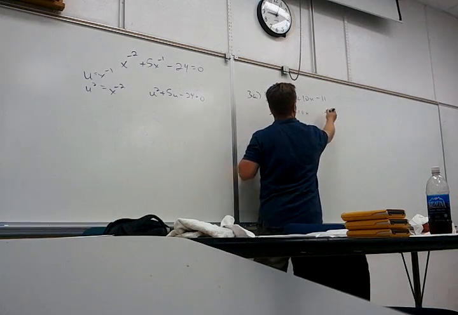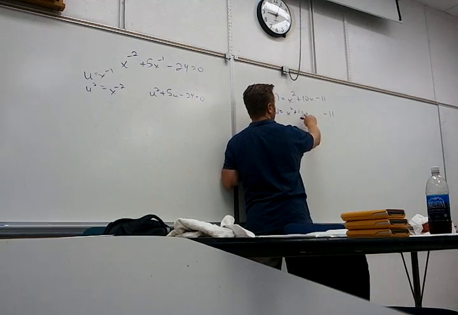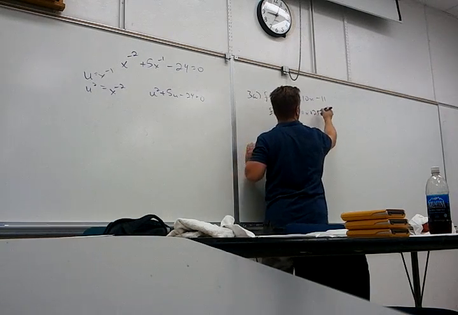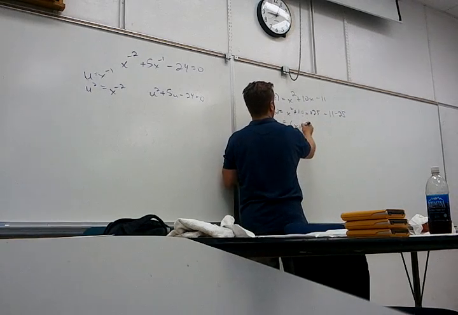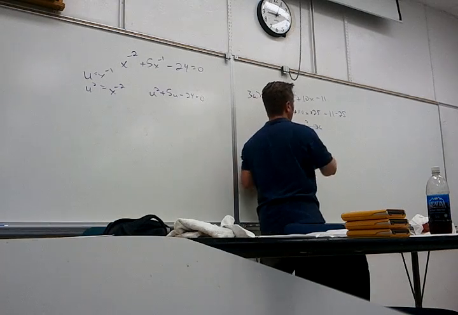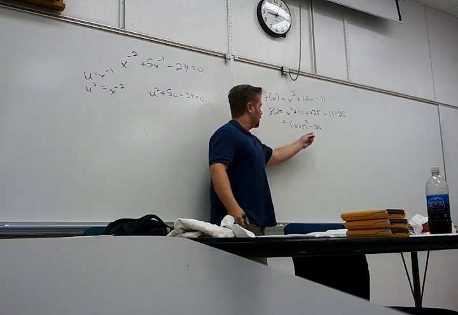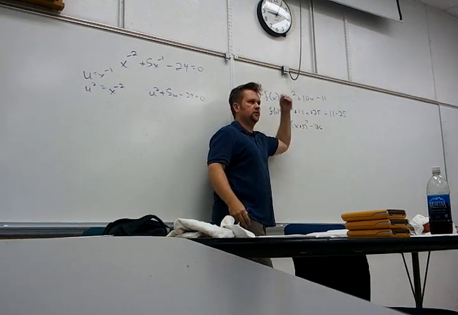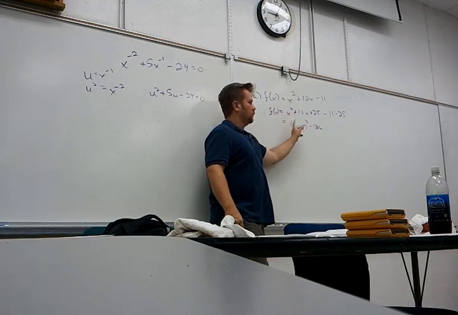How do I... 25. Yeah, half of 10 is 5. Squared is plus 25, so better subtract it at the same time. Yeah. So I get x plus 5 squared minus 36. That would be an ugly one to graph because it has a big vertex position, right? But still, you can tell me the vertex, you can tell me if it opens up or down, all that kind of stuff.